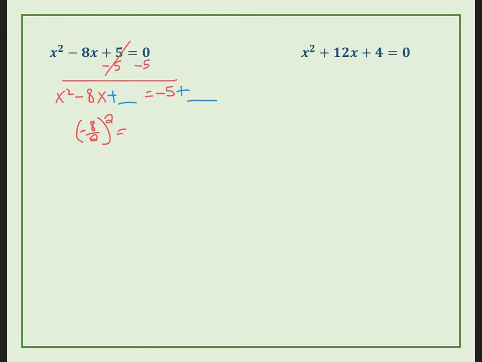So negative 8 divided by 2 is negative 4. Negative 4 squared is 16. So I'm going to put that 16 in both of my blanks.